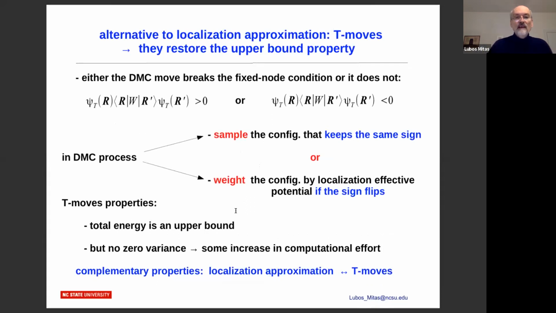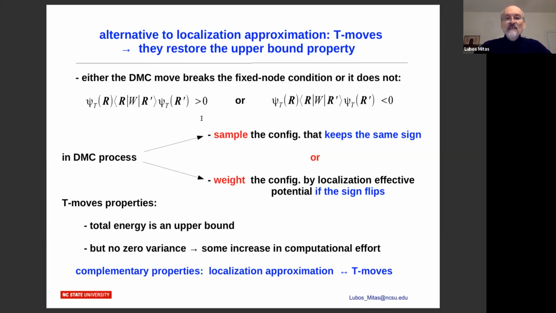There is an alternative to the localization approximation, and that is called the T-moves method. And this has the important point that it restores the upper bound property. If you simply introduce a localized effective core potential into the Schrödinger equation, you create an unknown operator. You know it actually only numerically, and therefore the energy is not necessarily an upper bound in the localization approximation. In T-moves, you eliminate this problem. You buy a little bit of a problem elsewhere, but that can be handled.